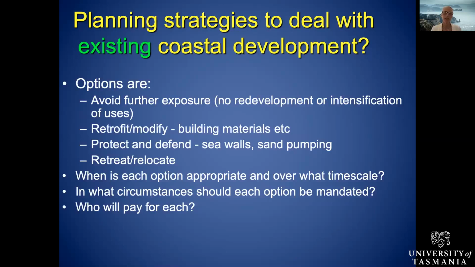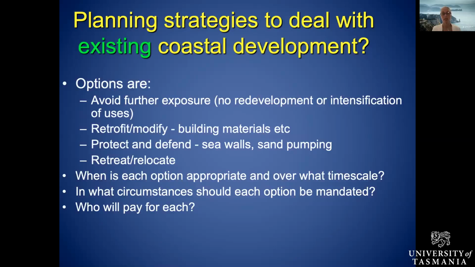So some really difficult questions that local governments and state governments continue to grapple with around the country are, when is each one of these options appropriate? Over what time scale should we be thinking about each one of those strategies? Should we build a seawall that's going to cost a few million dollars now, but which will not be successful in protecting properties in 10 years from now because of sea level rise? How do we decide on those timescales? In which circumstances should one option be required rather than simply encouraged as a matter of public policy?